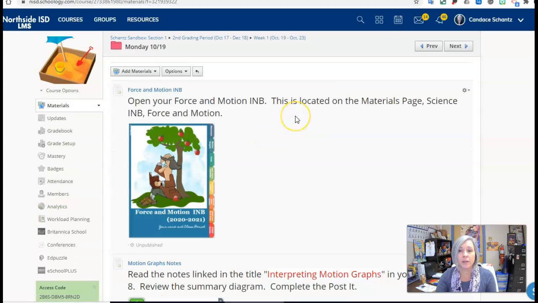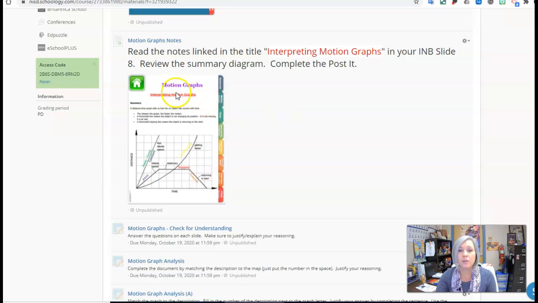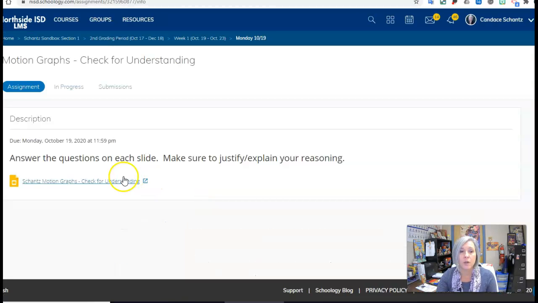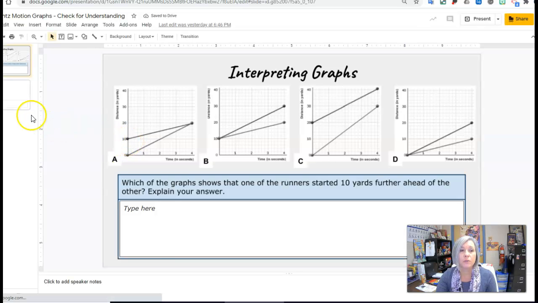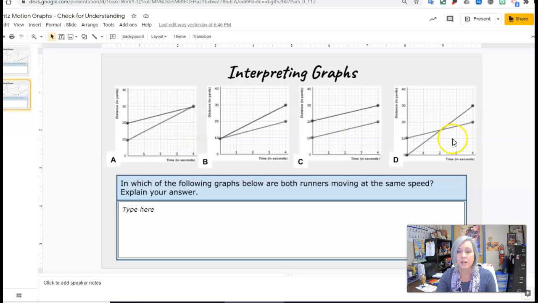we're going to start with our IMB. So make sure you have opened your IMB. On slide 8, there are a set of notes over interpreting motion graphs. You need to read through those notes. Once you've read through those notes, review the diagram, and then you're going to complete the motion graphs check for understanding. Now, once you open this, it's a single slide. You're going to review on the slide, answer the question below. Second slide, review, answer the question below.